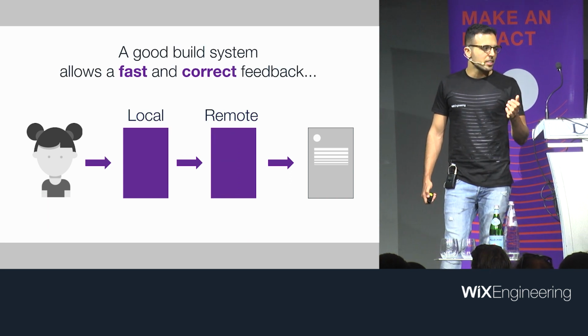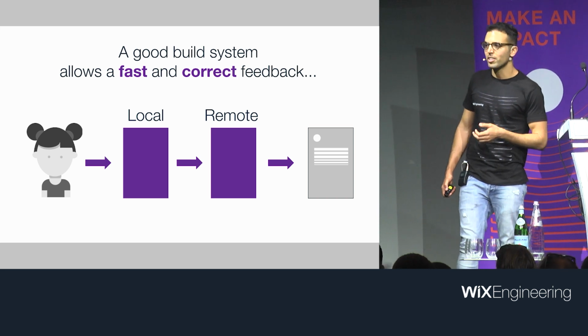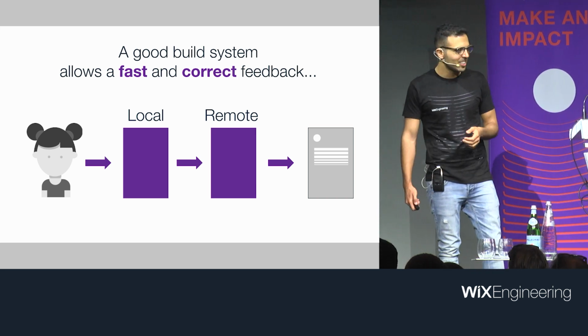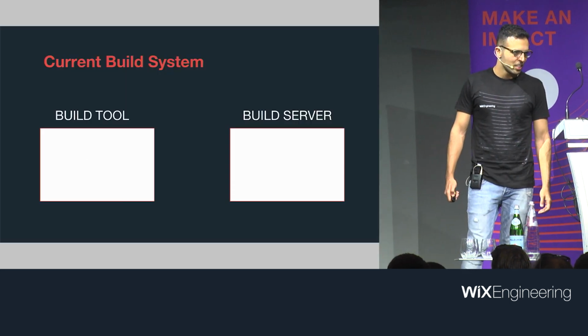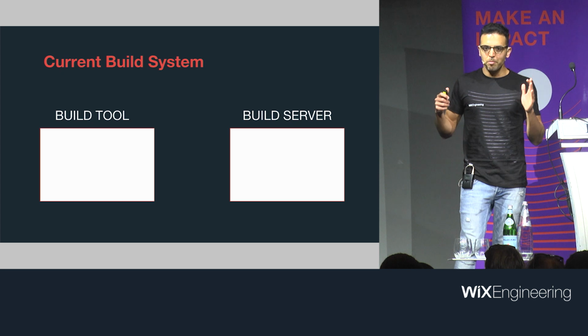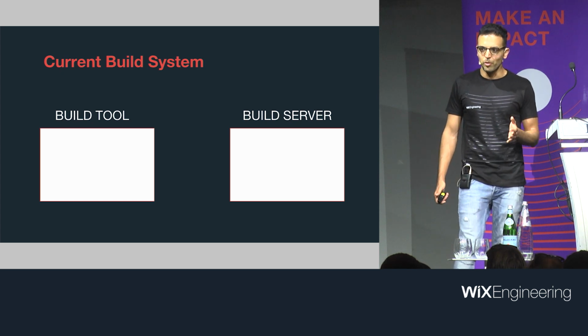We say that a good build system allows a fast and correct feedback. Fast, because we know we want to keep our high velocity, and correct, because we don't want to put any bugs to production. So that was a super basic explanation of a build system. And now let's examine the current build system we have.